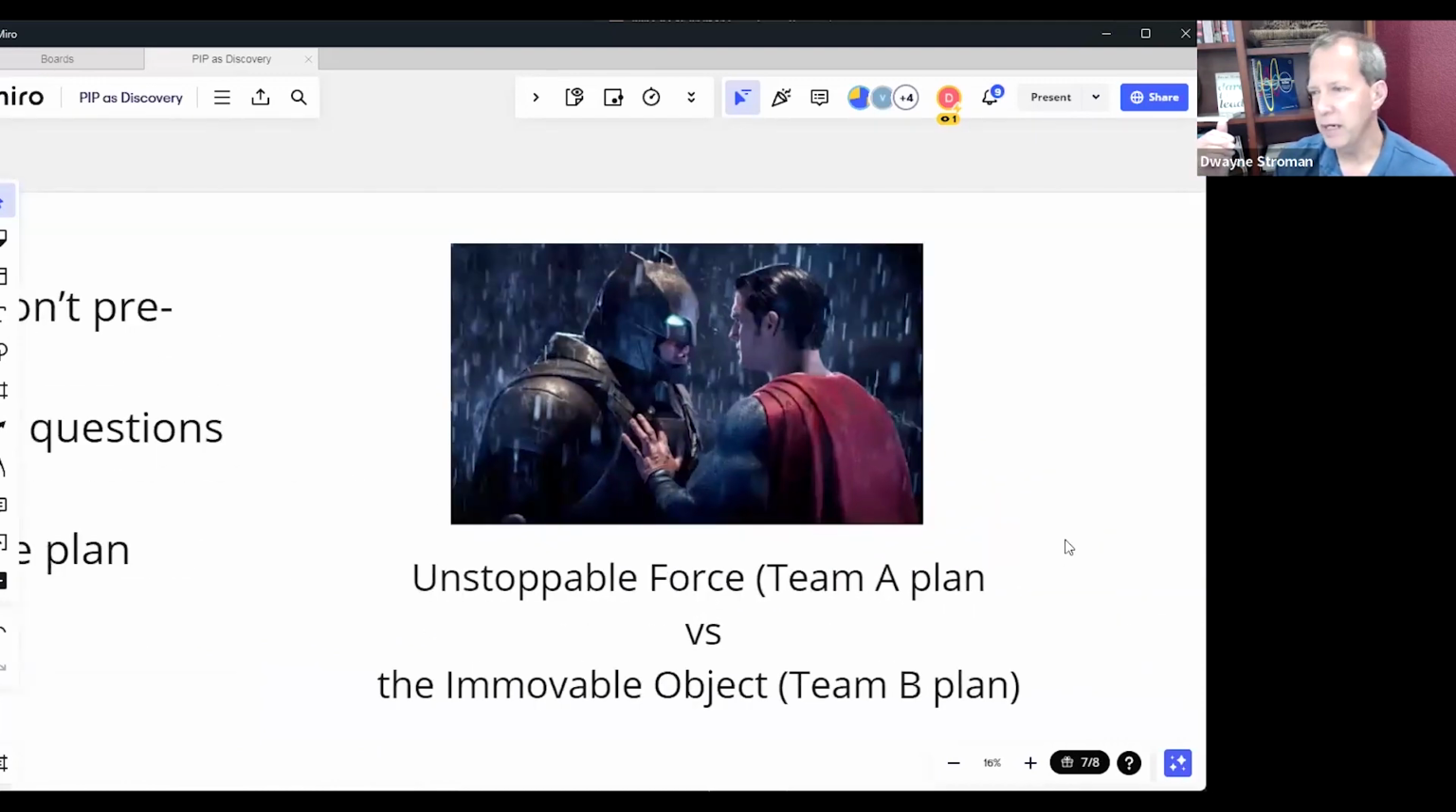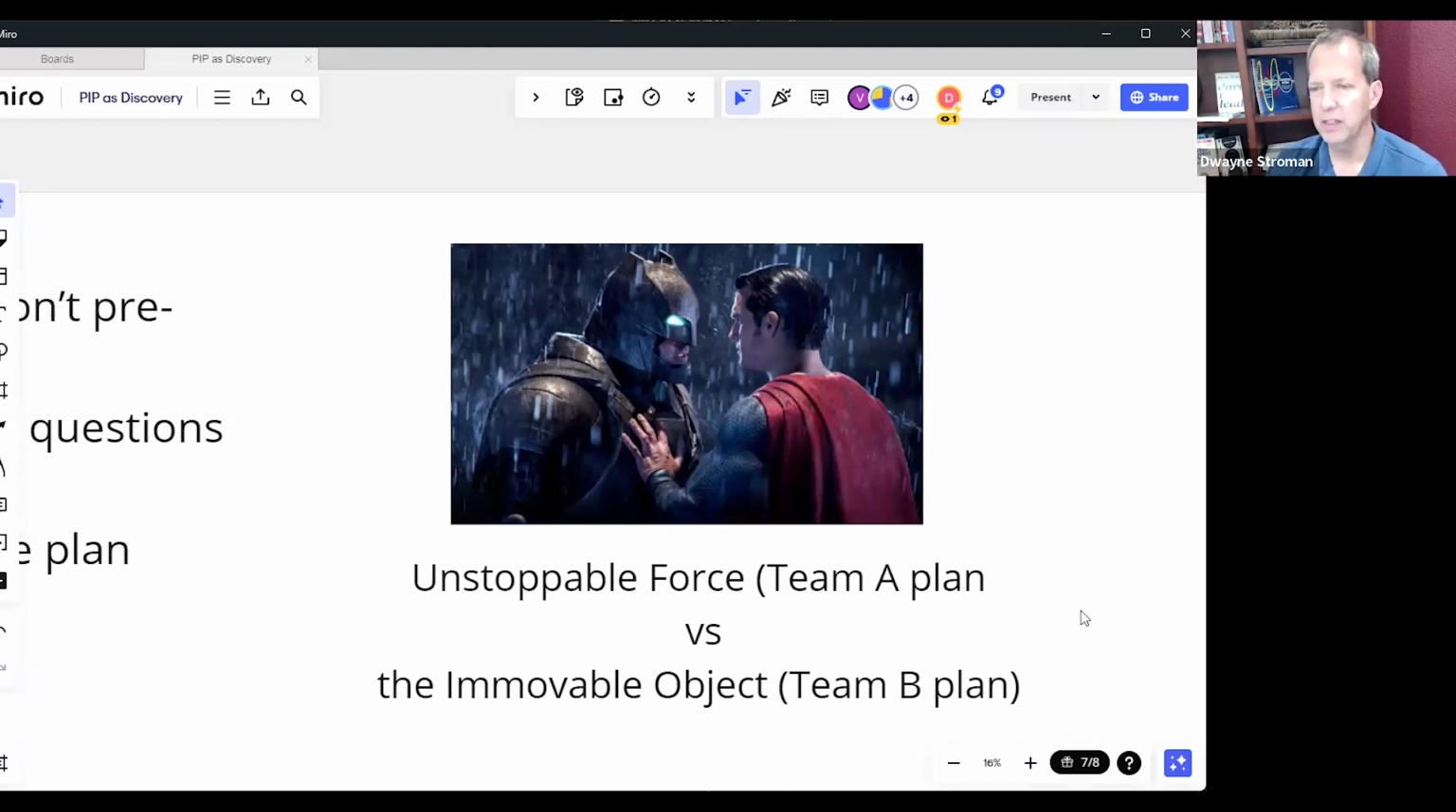That's the right level of preparation that avoids this, because otherwise we get this problem. You get Batman and Superman against each other, that unstoppable force versus the immovable object from one team's plan to another one. That's the last thing we want. We want the teams to discover their plans together. This is a team of teams, not a collection of teams, not a group of teams. It's a team of teams. Set it up so that they feel comfortable and encouraged to create that plan together.